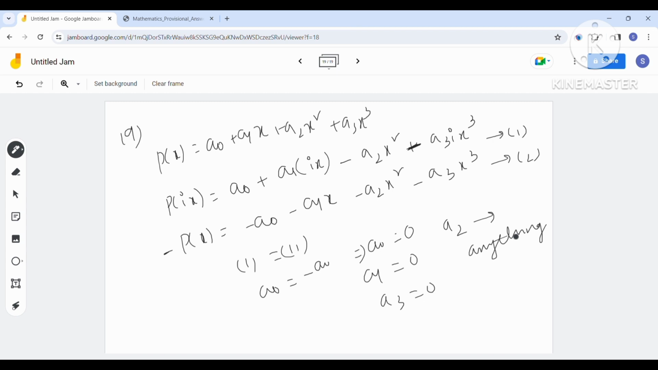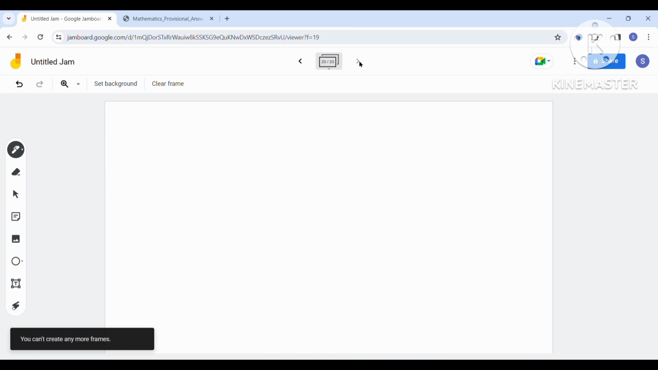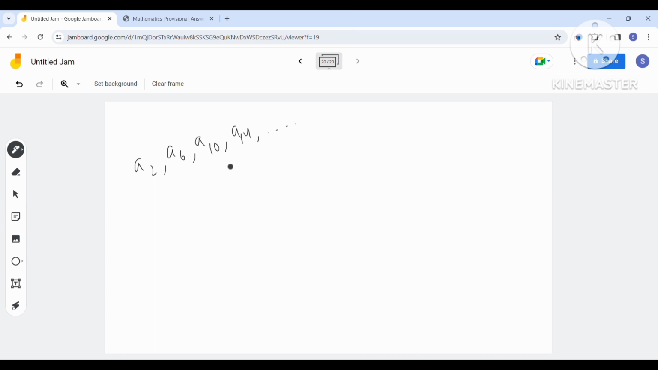Similarly, these will behave the same if you do degree 4, when you are taking x to the power 4. The coefficient of x to the power 4 behaves the same as a0, the coefficient of x to the 5 behaves the same as a1, and the coefficient of x to the 6 behaves the same as a2. So only a2, a6, a10, a14, these terms will contribute to the dimension because the other coefficients become 0.